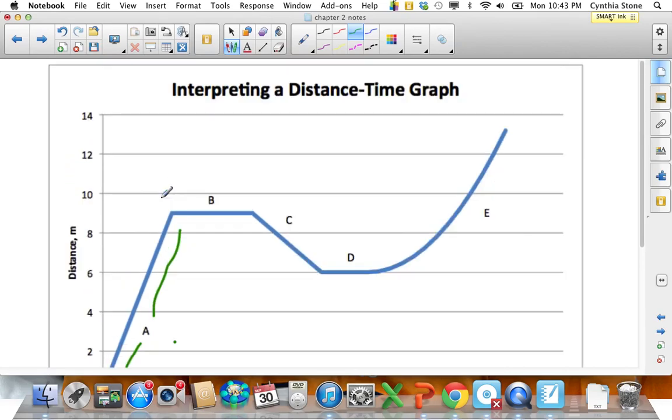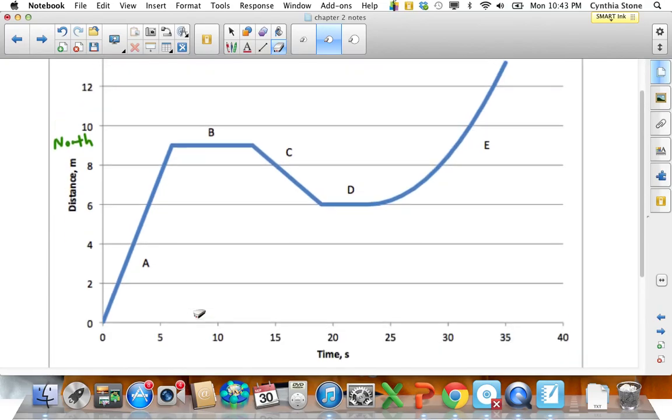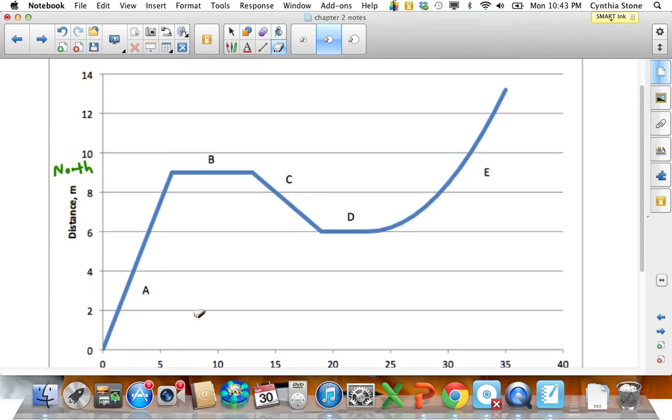Now if we're looking at this graph, this is distance in meters, and that might be meters north. Someone's walking north, and I think it's important enough to include a direction, so I'm going to say north for this. We want to interpret what's going on in this graph, and I'm just going to give you the first little run through underneath.